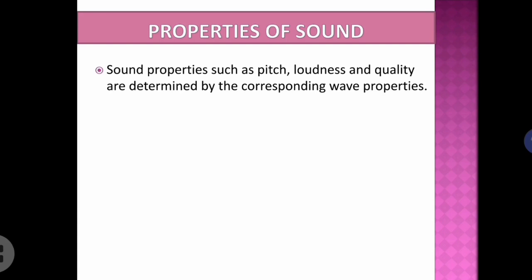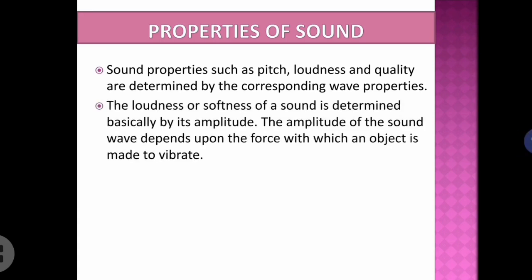Let us see. The loudness or softness of a sound is basically determined by its amplitude. Already we defined what is the amplitude of the sound wave. So, amplitude of the wave decides the loudness or softness. You might have noticed some persons when they are talking, they have a very soft sound, but some others will be shouting like anything. If the amplitude of the sound produced by the vocal cord of the person is more, then he or she will be able to produce a loud sound. If the amplitude is very small, then it will be a soft sound. So the amplitude decides the loudness or the softness of the sound.